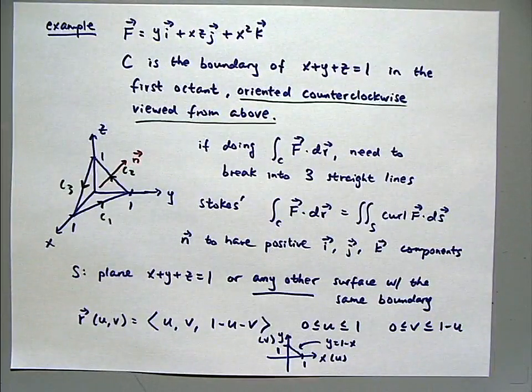Okay, then we need to do the partial derivatives, which are very easy in this case. Ru is 1, 0, minus 1. Rv is 0, 1, minus 1. And Ru cross Rv turns out to be 1, 1, and 1.